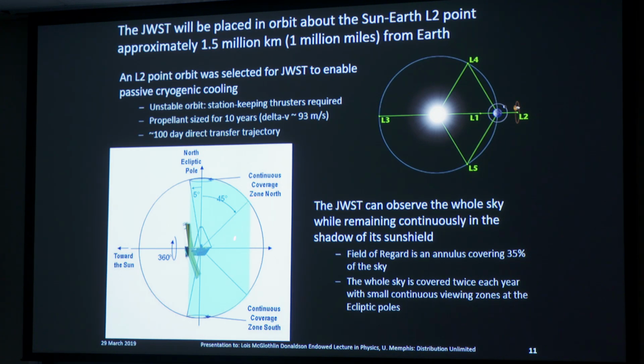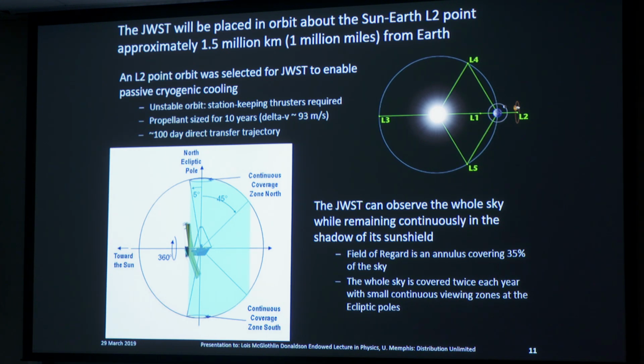And you can see that if we rotate about the Earth-Sun line, which is this line, that's not going to spoil our shadow situation at all. So now this arc turns into a big annulus that covers about 35% of the sky. So at any instant in time, the JWST can point at 35% of the sky and still be in the shadow and be fine.